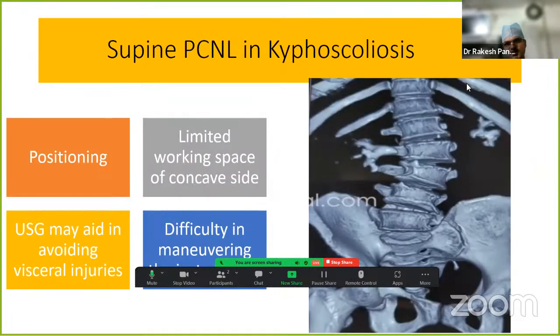Then coming to supine PCNL in kyphoscoliosis, this position is difficult in prone PCNL and there will be very limited working space. We can take up the help of ultrasound for puncture and guidance. In this case, supine PCNL is very helpful.